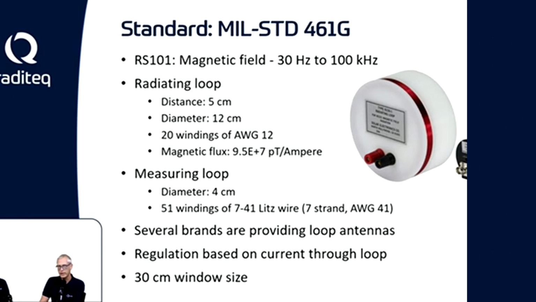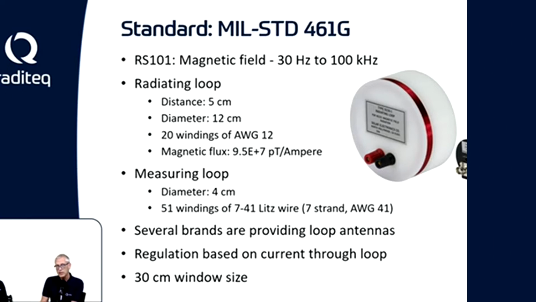There's also a measuring loop, which is used during the calibration of the magnetic field. It is designed to pick up the generated field, measure it with a receiver to verify if the generated field is generated correctly and has the correct amplitude. The measuring loop is also described in the standard, and for the MIL standard it's a loop of 51 windings of 741 leads wire and so on, with a diameter of 4 centimeters.